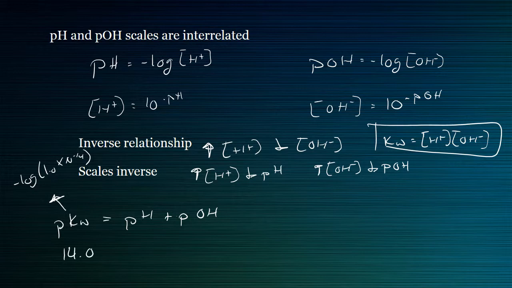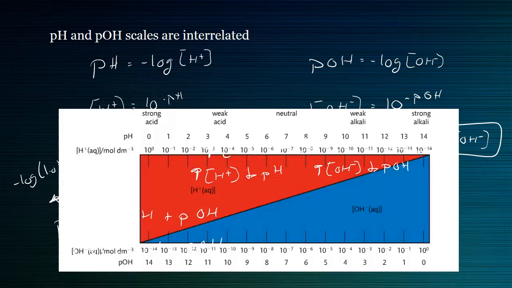So when you take the negative log of 1.0 times 10 to the negative 14, you get 14. And so it makes a very simple calculation of saying pH plus pOH equals 14. And so we don't have to worry about the ion concentrations. We can just work with whole values that represent those ion concentrations. And it just makes it a little bit easier to understand.